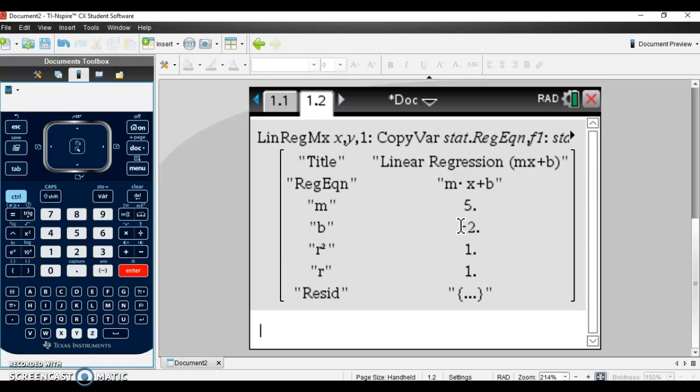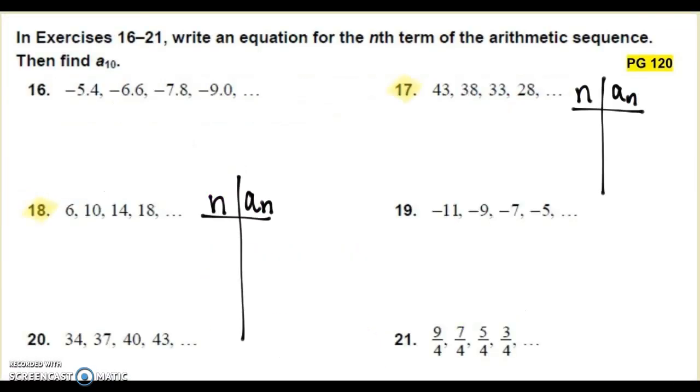So what I want you to try and do is look at number 17 and number 18 on page 120. And with both of those problems, I want you to create a table just like we did on the previous problem. So we have to know that this will be the first term, the second term, the third term, and the fourth term. So the first term was 43. The second term is 38. The third term is 33. And the fourth term is 28.